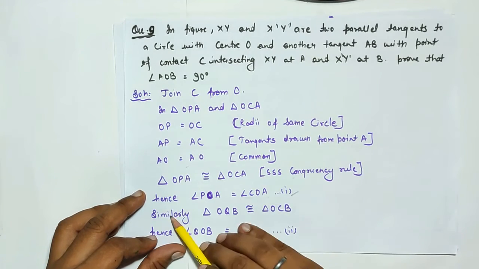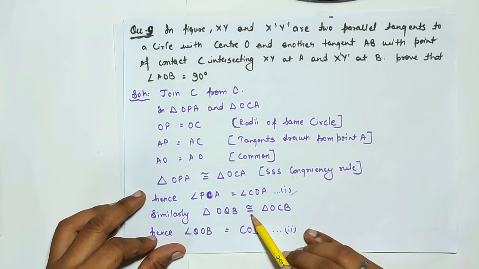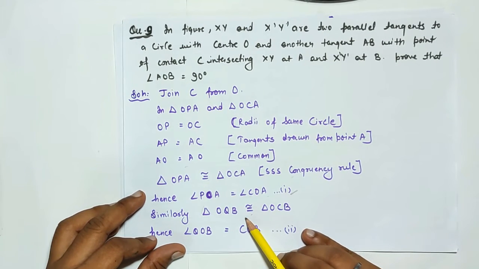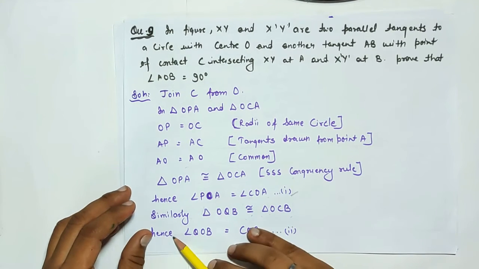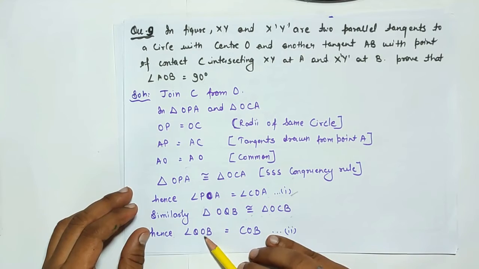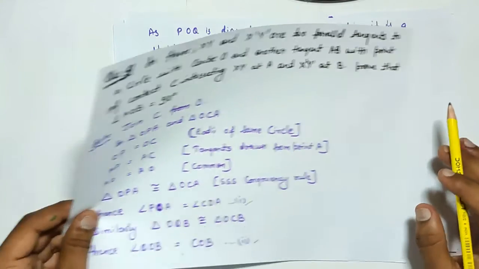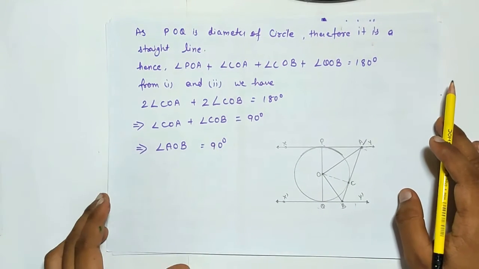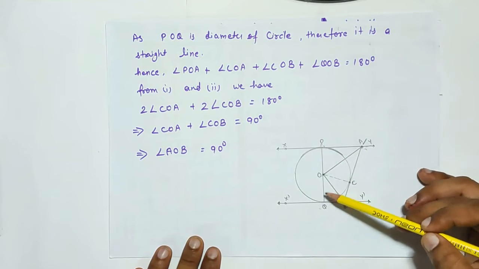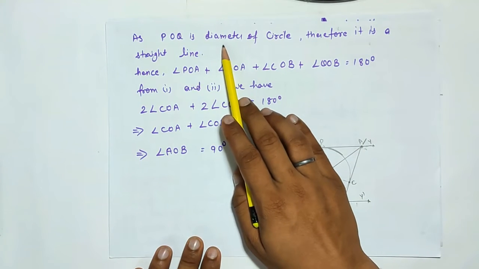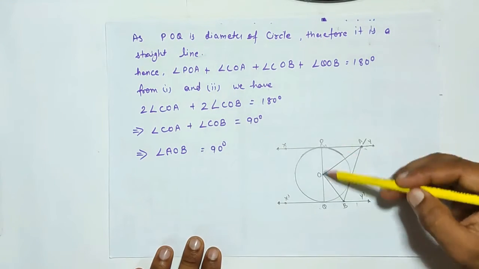This is the first equation. Similarly, triangle OQB is congruent to triangle OCB. Hence angle QOB is equal to angle COB. This is the second equation. Now POQ is a diameter of the circle, therefore it is a straight line.